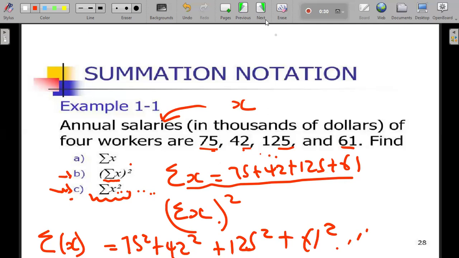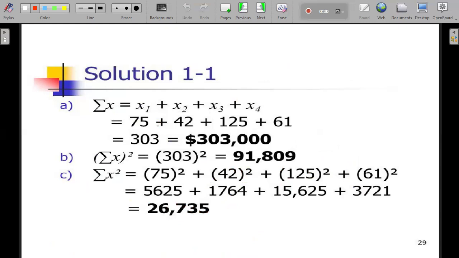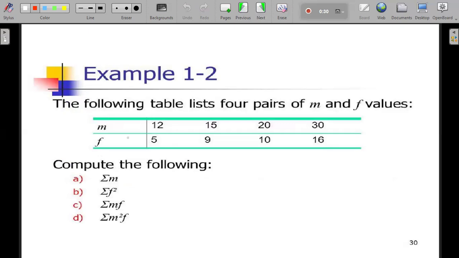So next question. These were the answers to those questions. You can see the summation of X and then square: you just get the answer that you got here and then you square it. But for this one, you square each individual value and then you add. So that's what the summation symbol means. And then we have this exercise here.